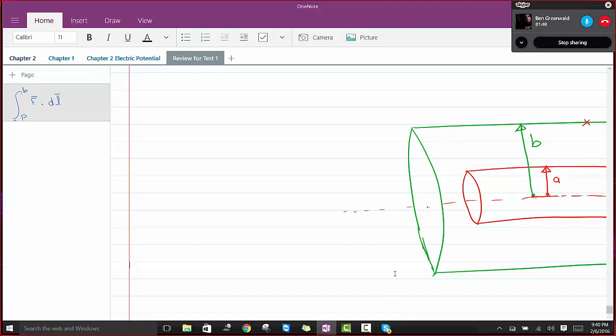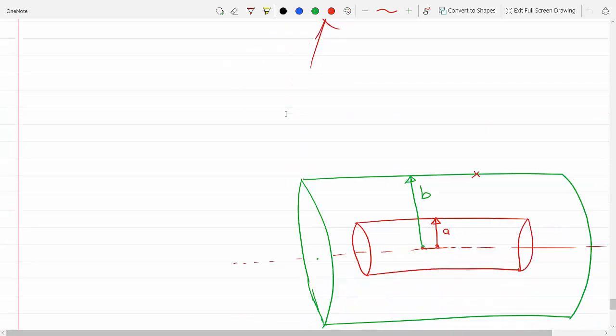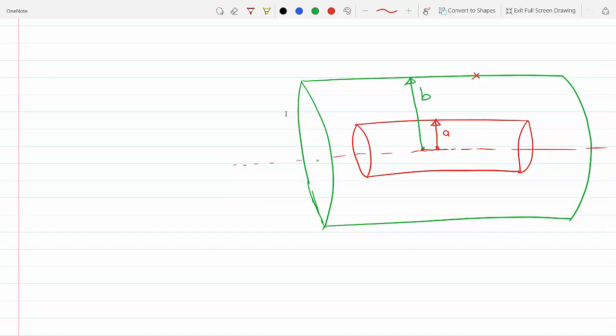Okay. So what I wanted to explain here is we are trying to figure out the potential for this problem for two cylinders, inside of each other. And we're trying to figure out the potential difference between a point on the axis and a point on the surface of the green cylinder. And what I wanted to show you are a few shortcuts that we could use here to evaluate this.